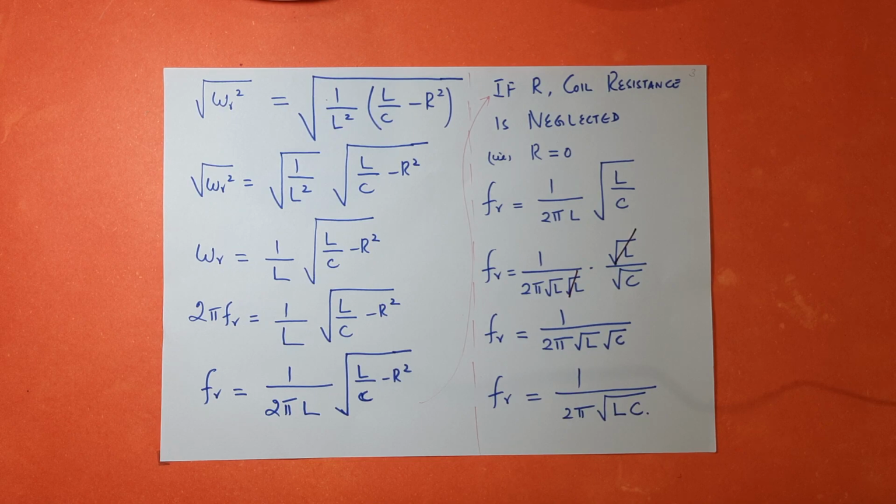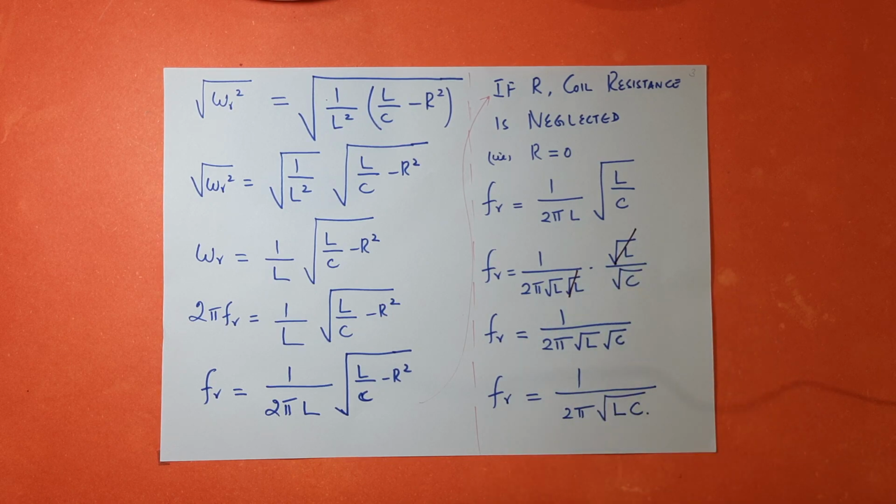Suppose you assume this resistance is almost zero, say neglect this R. If R, which is the coil resistance, is neglected, that means R equal to 0. So if you put R equal to 0, this term will not come. So you get Fr equal to 1 divided by 2 pi L square root of L by C. Fr equal to 1 divided by 2 pi L, I can write square root of L multiplied by square root of L divided by square root of C.